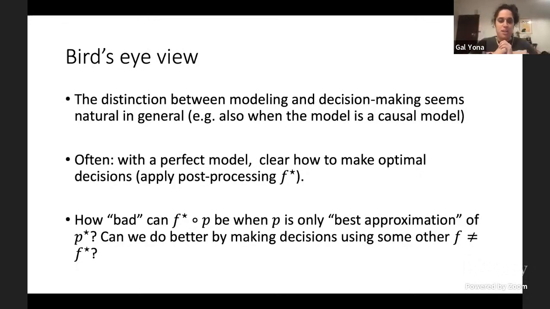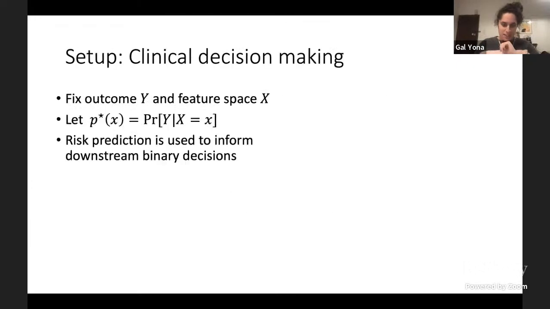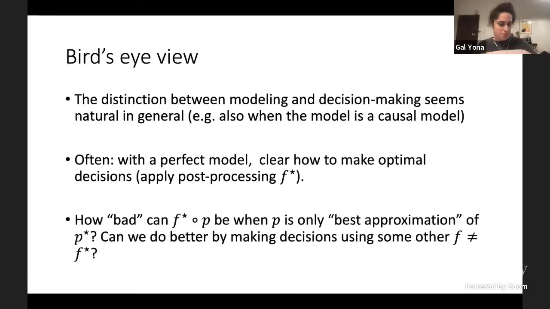So this is my pitch for why it's relevant for you and potentially interesting, even if you hate risk prediction models and everything that has to do with them. Maybe questions at this point? Okay, good.